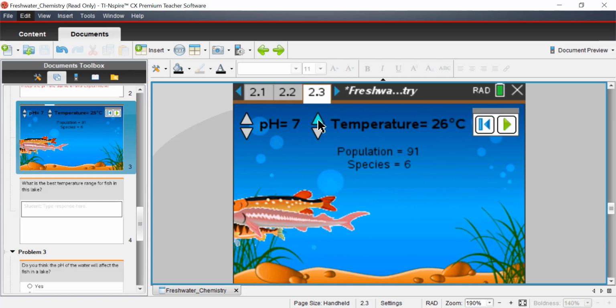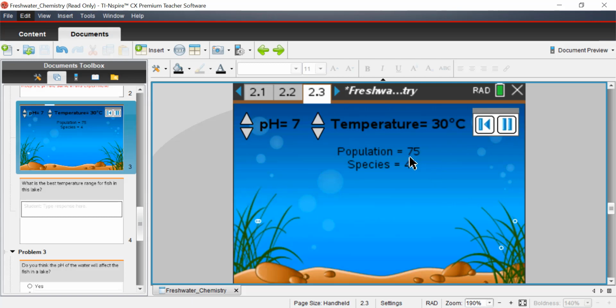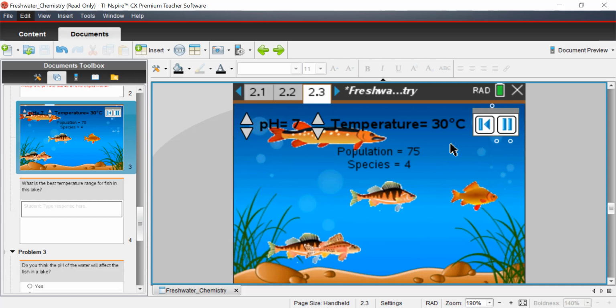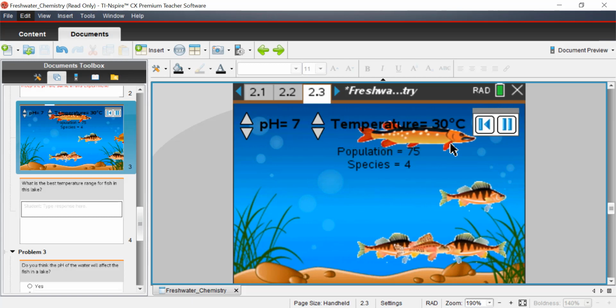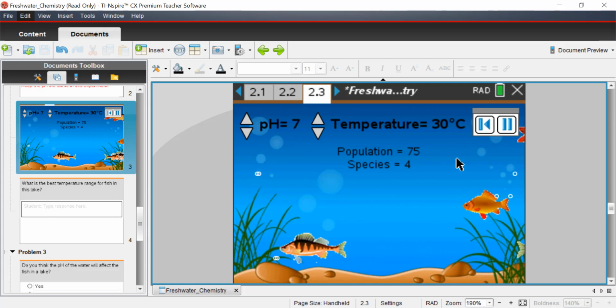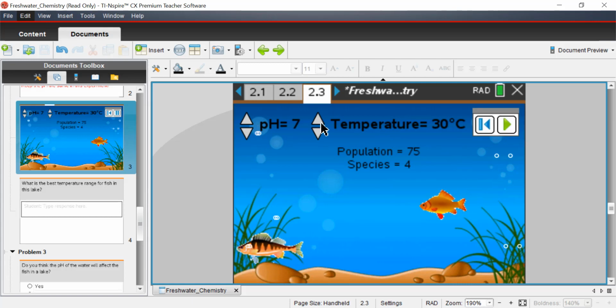And let's bump it up a little bit more, we'll say 30. Oh, wow, okay, big effect here. So population dropped to 75, and now we only have 4 species of fish. So we lost 2 of the species. It's too warm for those fish. There's not enough DO in the water. We're going to pause. Let's bump this up to 35 now. Uh-oh.